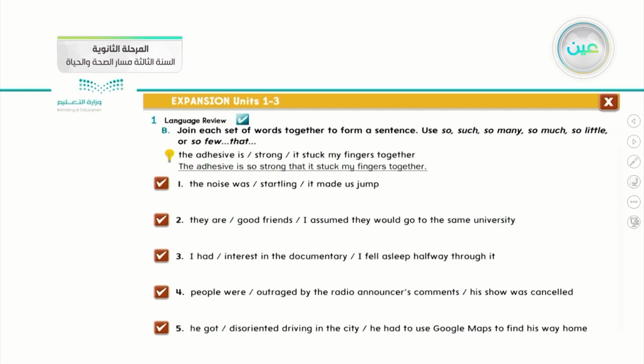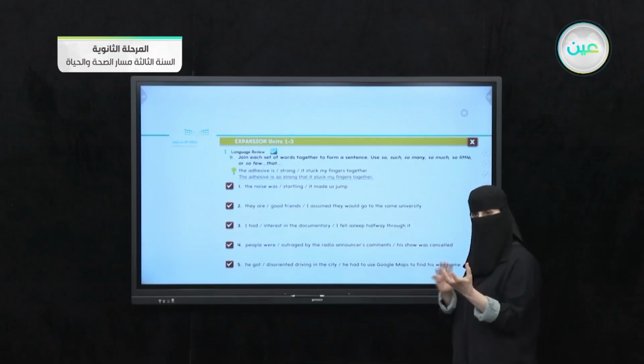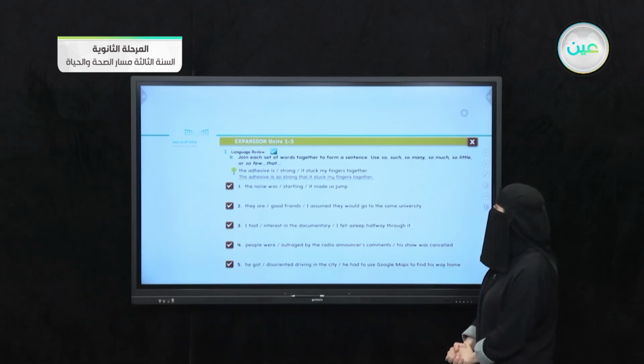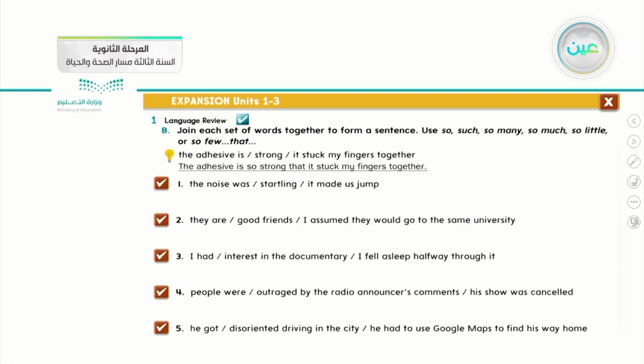Join each set of words together to form a sentence. So they want you to join these words together. Why? We want to complete a whole sentence. And they want us to use so, or such, or so many, or so much, or so little, or so few, then the conjunction that. Can we apply it through this question?